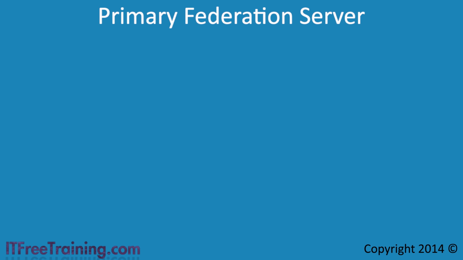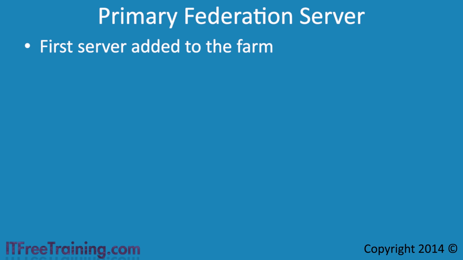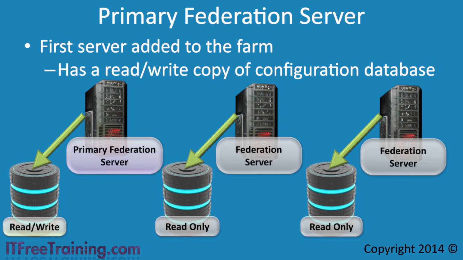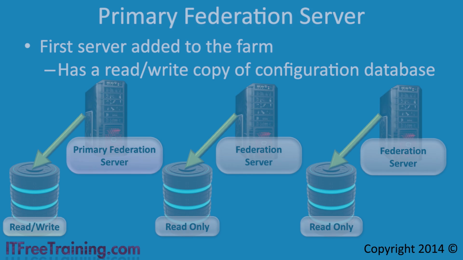When you create a farm of Active Directory Federation servers, the first server added to the farm is the primary Federation server. This server has a read-write copy of the configuration database. If you add additional Federation servers to the farm, these Federation servers will have a read-only copy of the database. These Federation servers will need to replicate any changes made to the configuration database to the primary Federation server holding a read-write copy of the database.